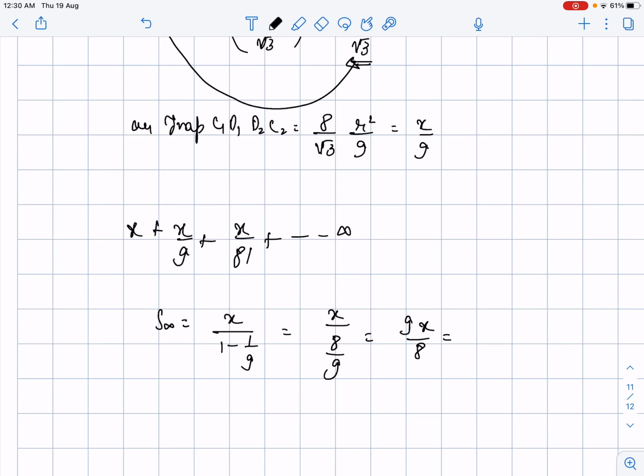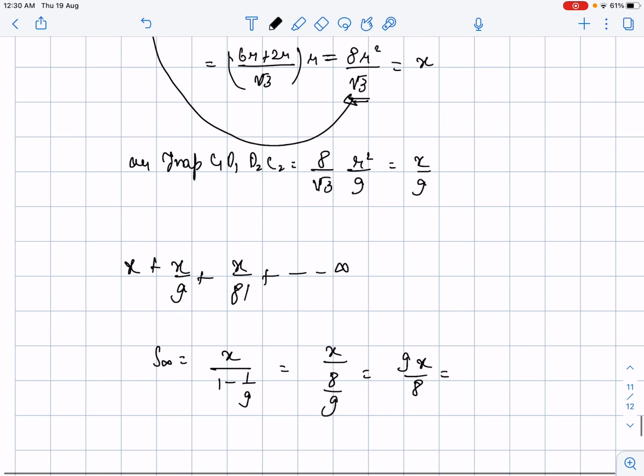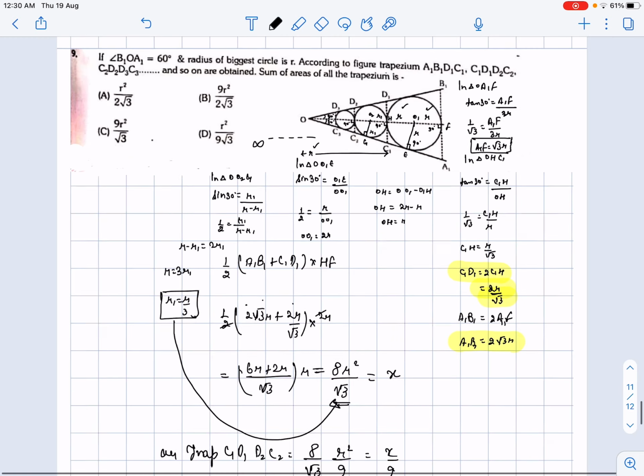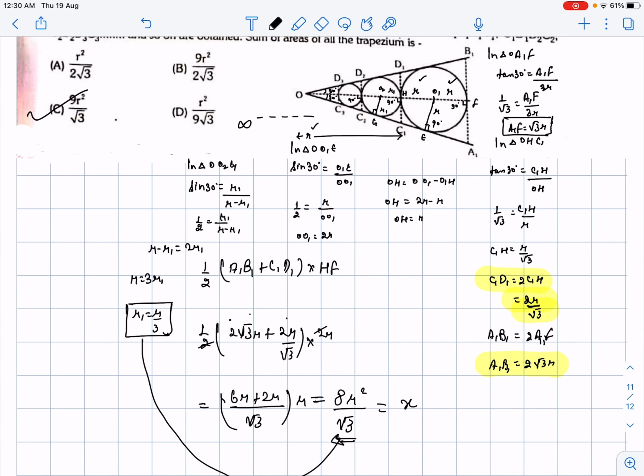And we do know the value of x, that is 8r square by root 3. So 9 by 8 times of 8r square by root 3. So 8 and 8 will be going to get cancelled, and we'll be remaining up with 9r square by root 3. So let's see if we have any option like this. Option C will be the right answer for this question.